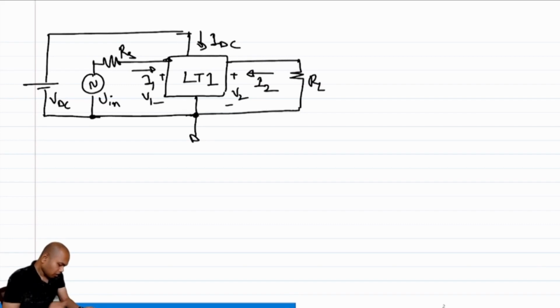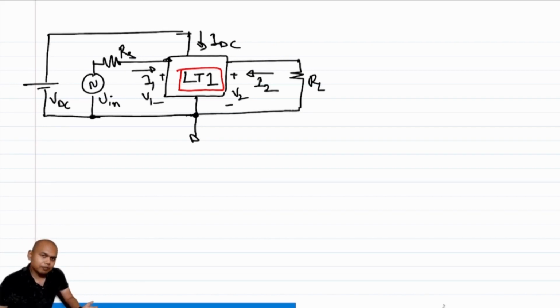So now how do we go about analyzing this network? Note that this is a generalized network, but we can make an important analysis here, because we made an important assumption that this is an LTI network. So what is the fundamental property of an LTI network? Firstly, it's linear, which means superposition holds, and it's time invariant.